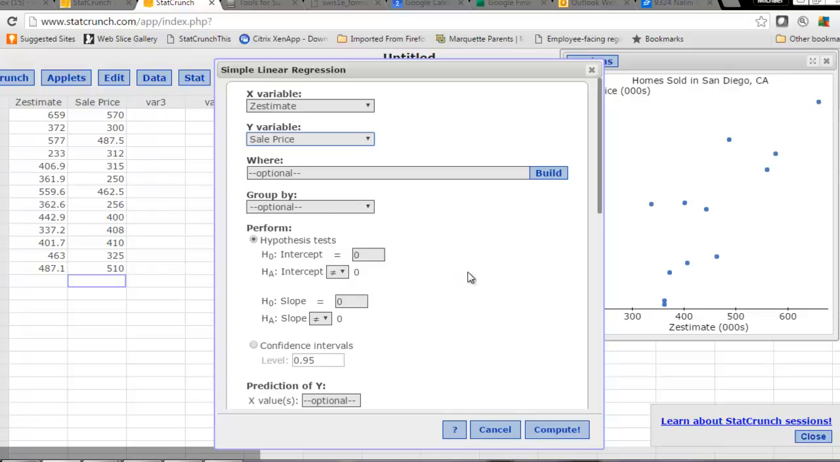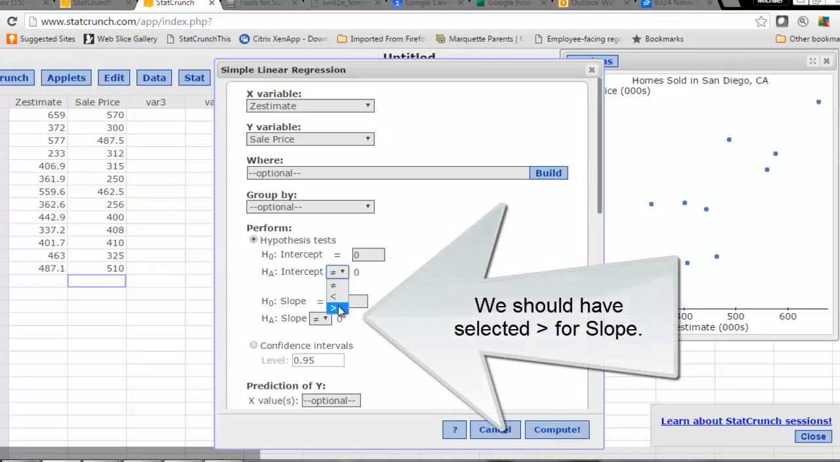Now, in chapter 14, we can go ahead and do hypothesis testing on the data. Here, I would want to know, is there a positive association between the Zestimate and the sales price? Suggesting as the Zestimate goes up, the sales price is also going to go up.